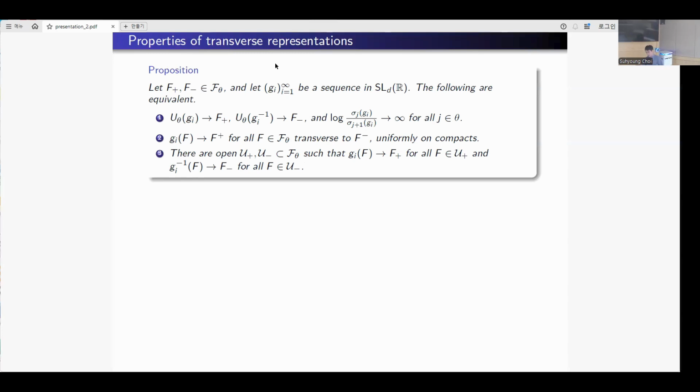Actually, I realized after I read it again that it doesn't matter, because my assumption here ensures that if you go far along the sequence, you will have a gap. I'm requiring that the ratio σ_j(g_i) over σ_{j+1}(g_i) goes to infinity. So in particular, for large enough i, they must be distinct. Initially along your sequence they might not be unique, but once you go far along the sequence, it's going to be unique.